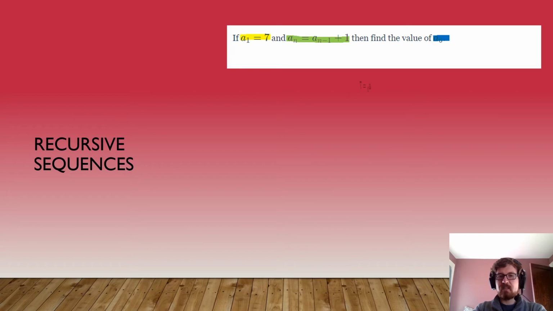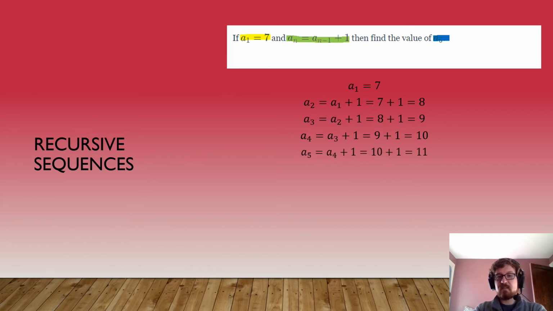Well, we can do that. a_1 is 7. Well, a_2 is a_1 plus 1, 7 plus 1, so 8. So that means that a_3 is 9, a_4 is 10, a_5 is 11, and a_6 is 12.